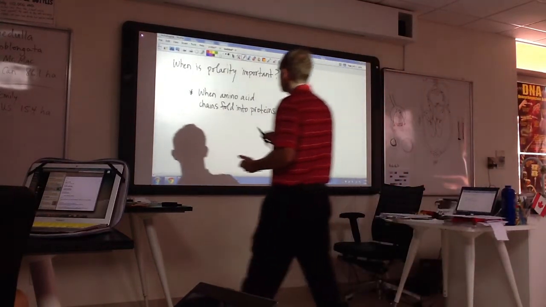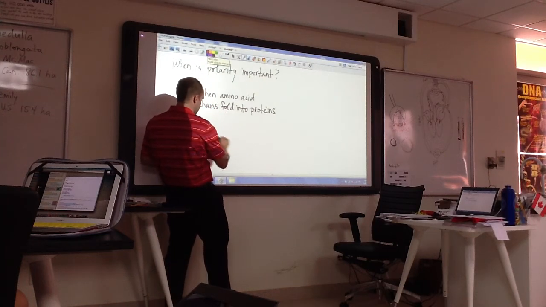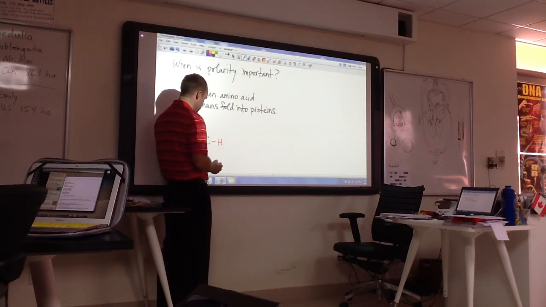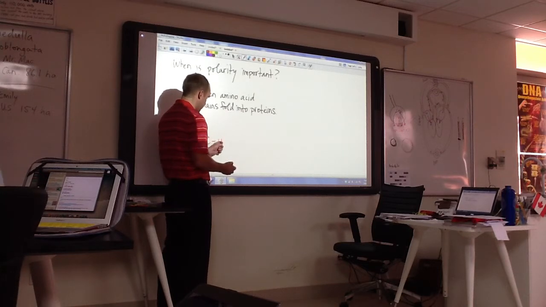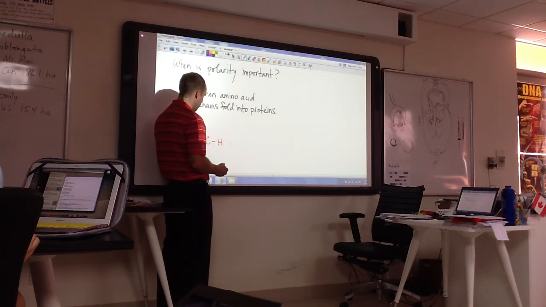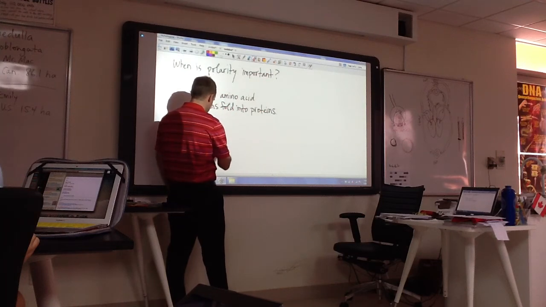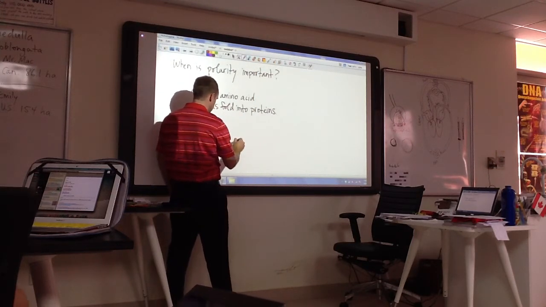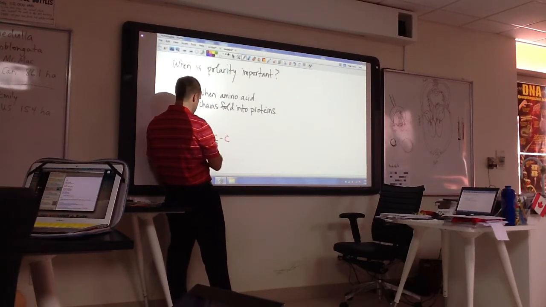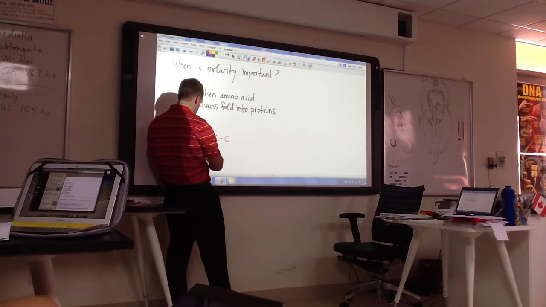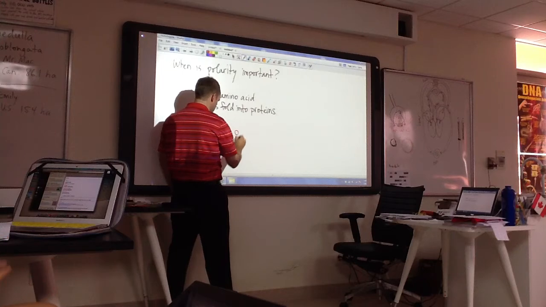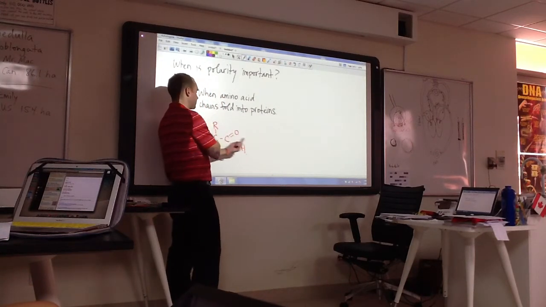C, H, connected to... Which way? Up, down, left, right? Right. H can only have one bond. N, C, C. And then on the left, N. And from the end there's one H. And from the C there's the chain R, the different part, and then a bottom H. And then C double bonded to O. And then the other is OH.